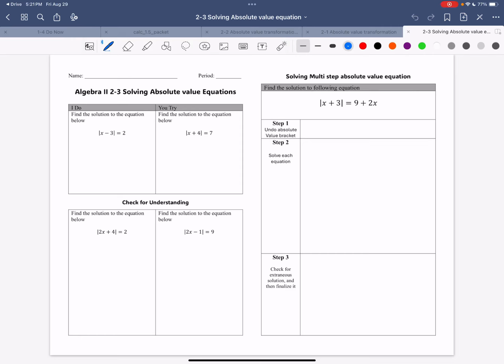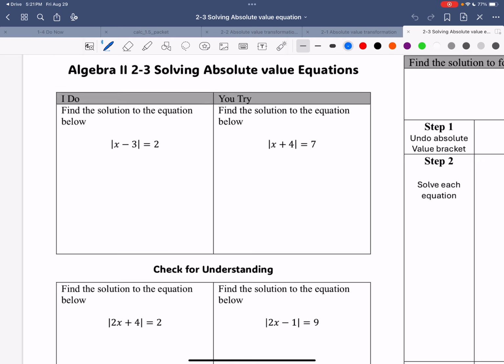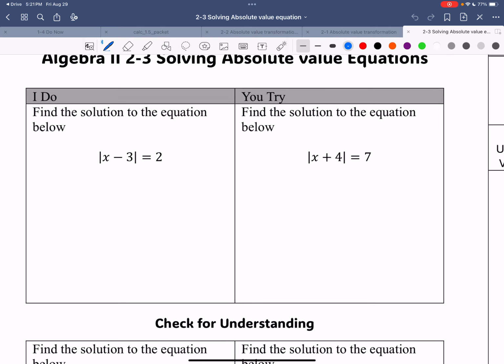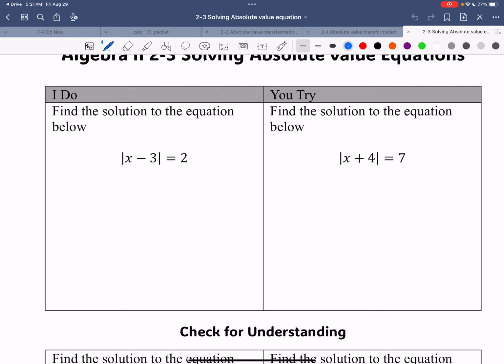This time I will show you how to solve absolute value equations. So you should have learned some basics from my class. If not, it's not that difficult. Here it says find the solution to the absolute value equation.